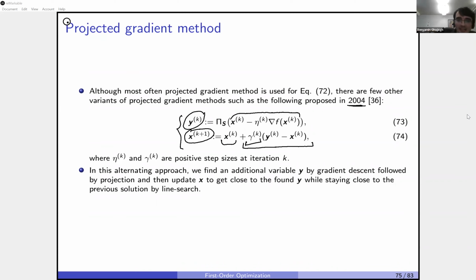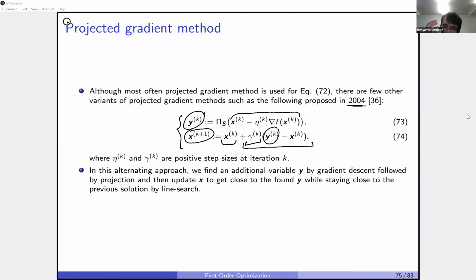In other words, let x_{k+1} have some impact of this projection of the gradient descent. However, let it be close to the previous solution. In other words, let it have a log or a history of the previous solutions. Again, similar idea to momentum.